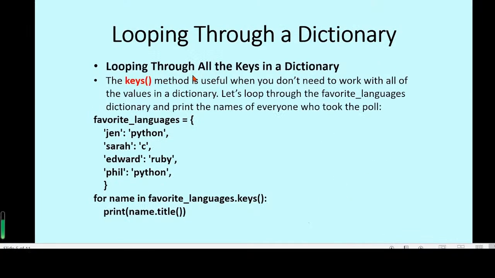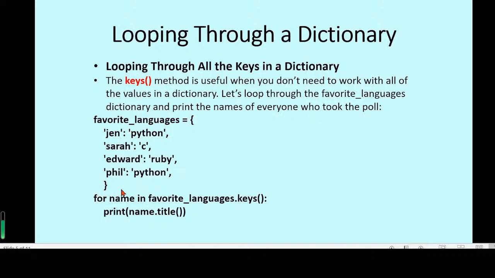Now, looping through all the keys in a dictionary. You can use the keys method. It's useful when you don't need to work with all of the values in a dictionary. So let's loop through the favorite_languages dictionary and print the names of everyone who took the poll.